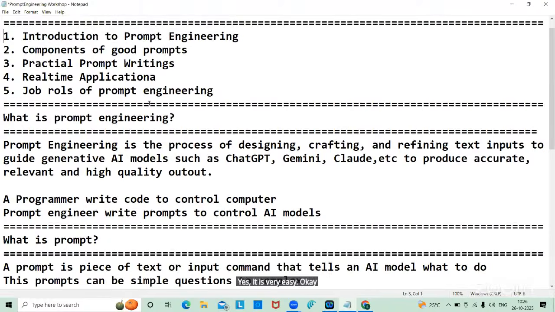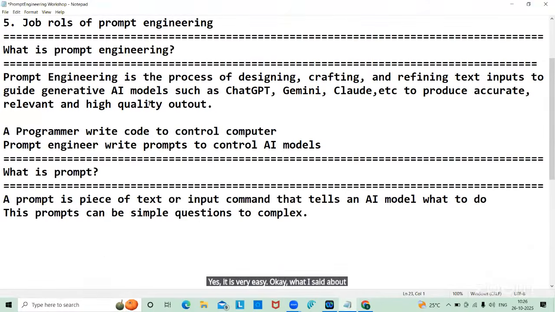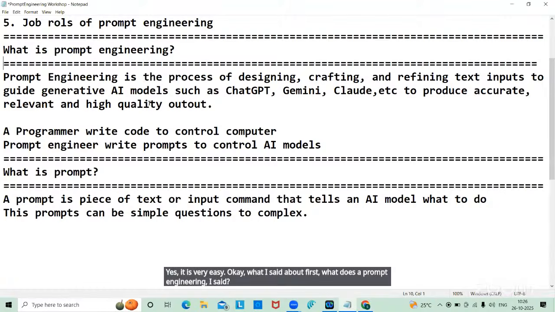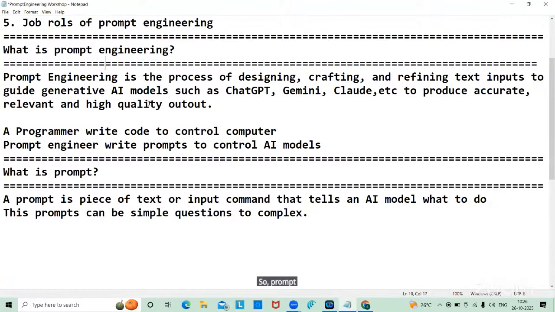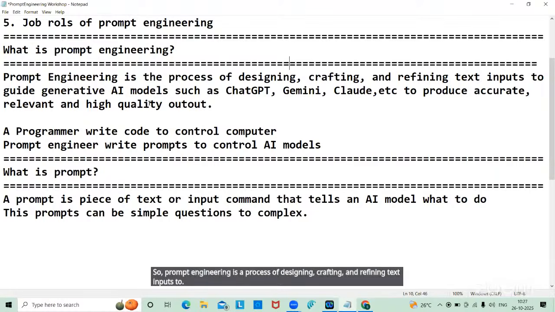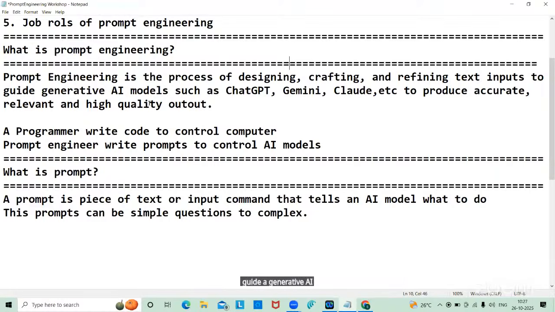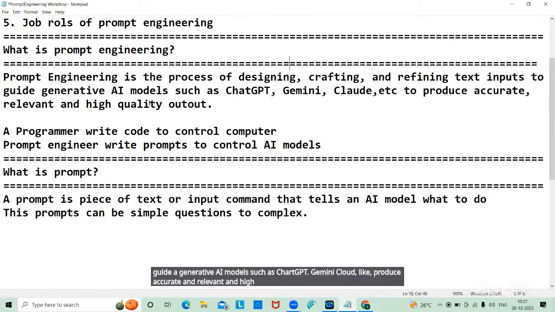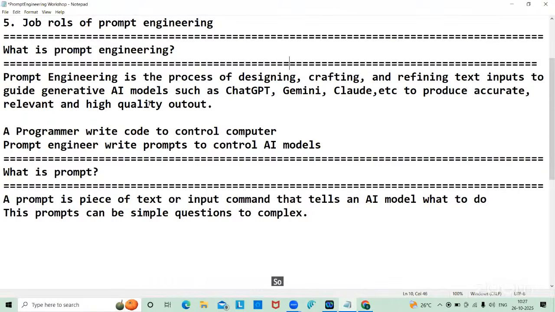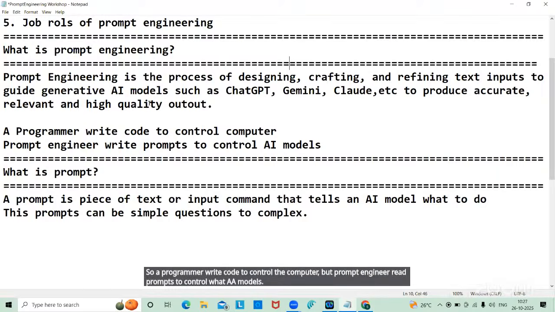What I said first: what is prompt engineering? Prompt engineering is the process of designing, crafting, and refining text inputs to guide generative AI models such as ChatGPT, Gemini, and Claude to produce accurate, relevant, and high quality output. A programmer writes code to control the computer, but a prompt engineer writes prompts to control AI models, right?